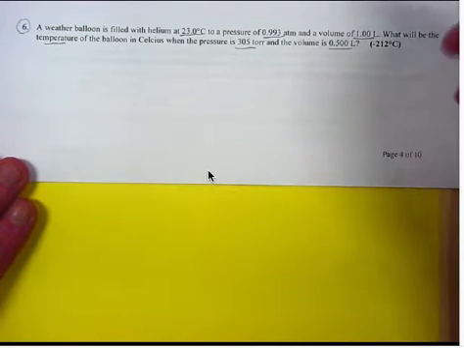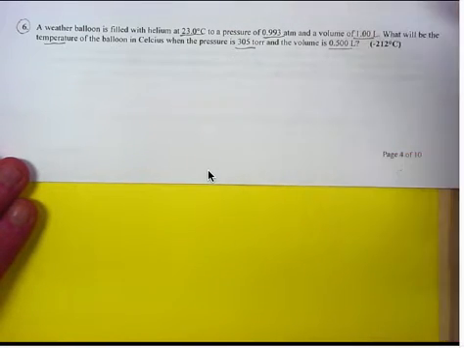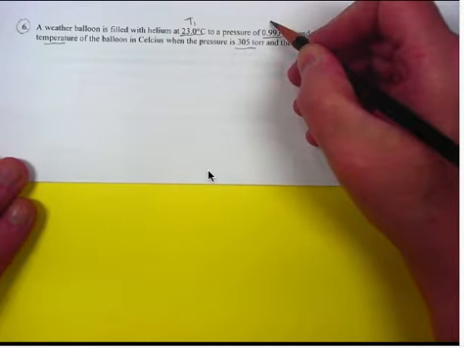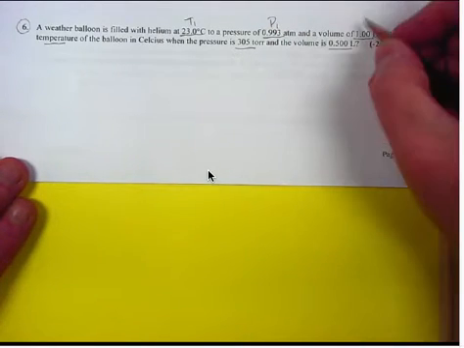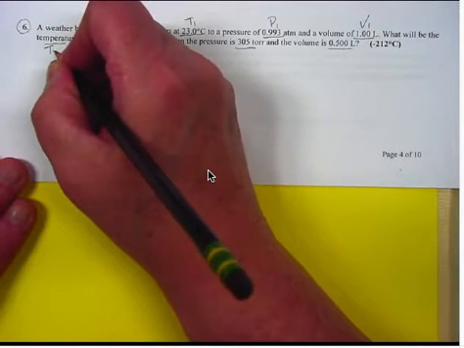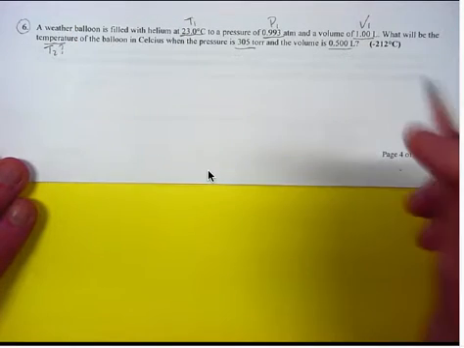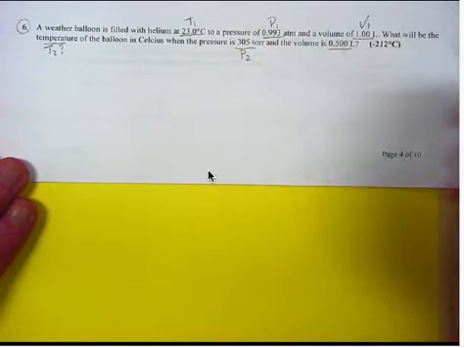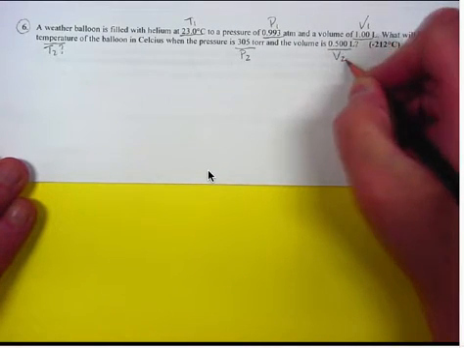The first three numbers that were given are the initial conditions. So we have T1, pressure 1, and volume 1. What will be the temperature? That means that I'm looking for the second temperature. And my second pressure is here, and my second volume.